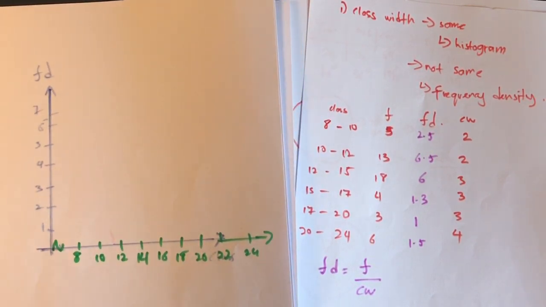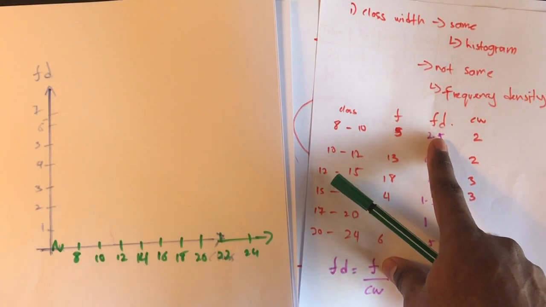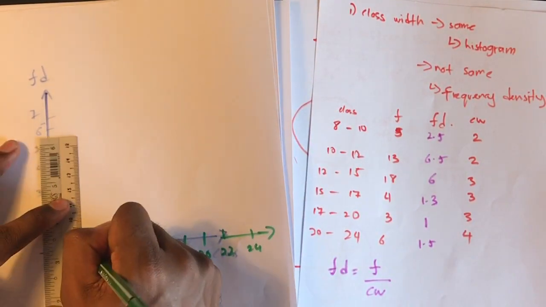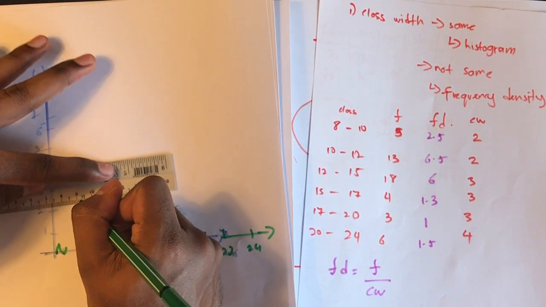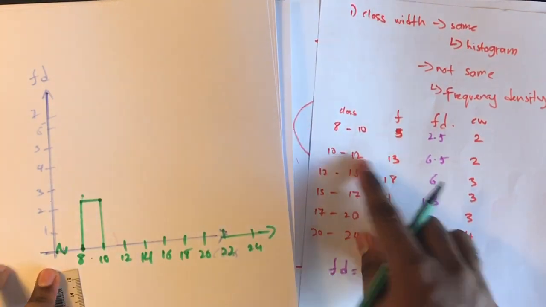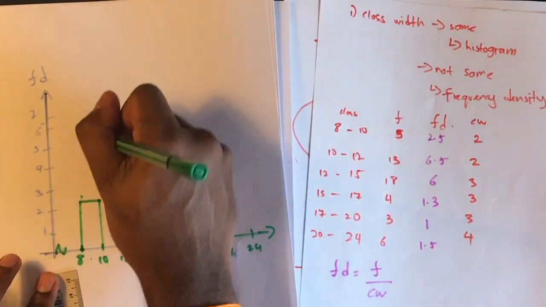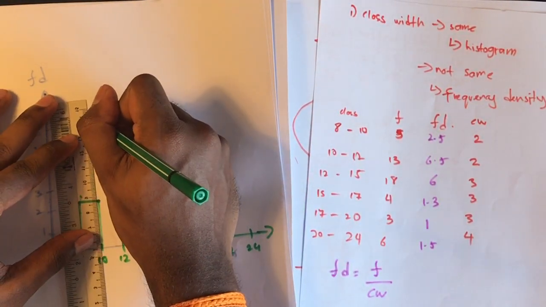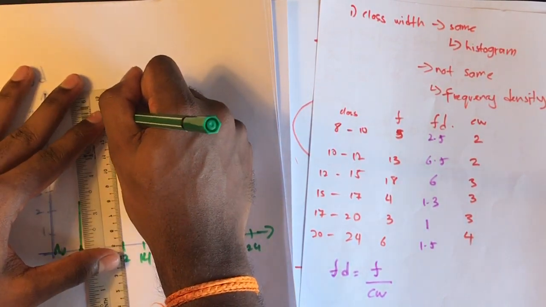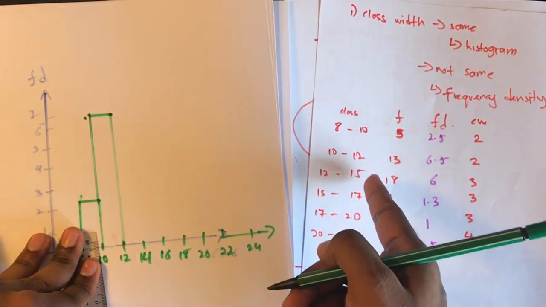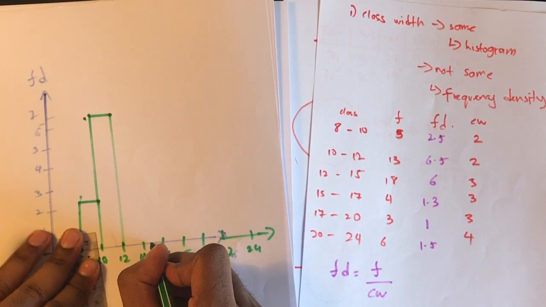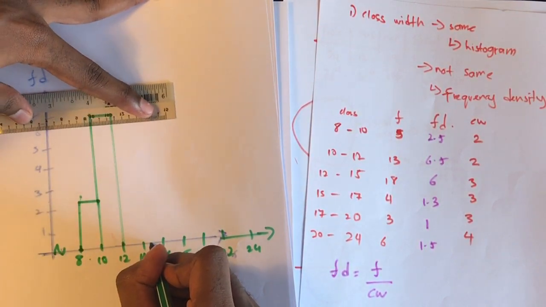From 8 to 10, my frequency density is 2.5, so 2.5 I can assume somewhere here. I'm just going to draw. 8 to 10, no problem lah, because we're following. Now next one, 10 to 12, our frequency density is 6.5. So 6.5 here, we draw. Done. Now 12 to 15, frequency density is 6, so 12 to 15 should be somewhere in the middle here. So that's how we do it.